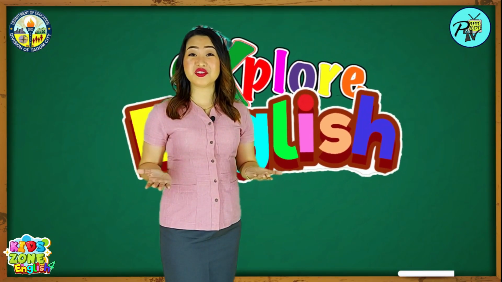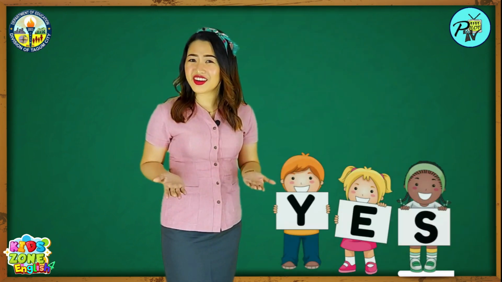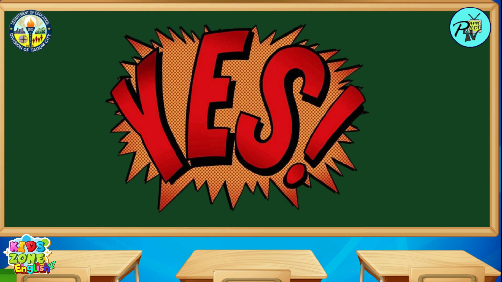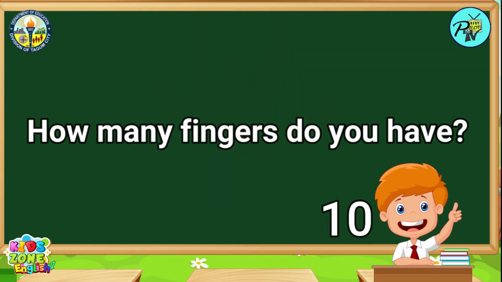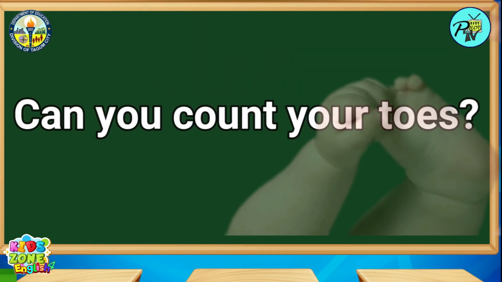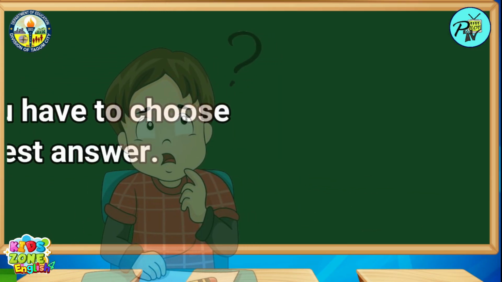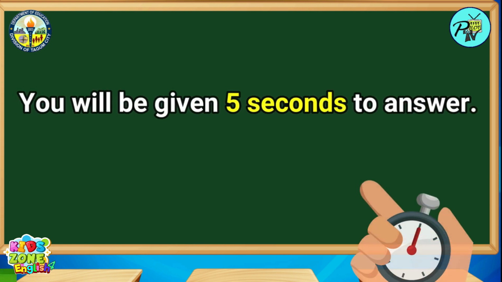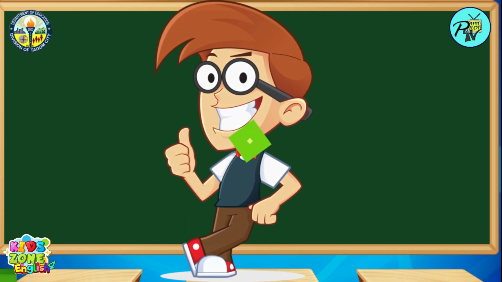Before we start with Lesson 1, let us try to check if you have an idea about it. Are you ready? Let's go to page 2. Are you already on page 2? Here's the instruction. Hey kids! How many fingers do you have? Can you count your toes? How about your hair? In this activity, you have to choose the letter of the best answer. You will be given 5 seconds to answer. Are you ready? Great! Let's start!